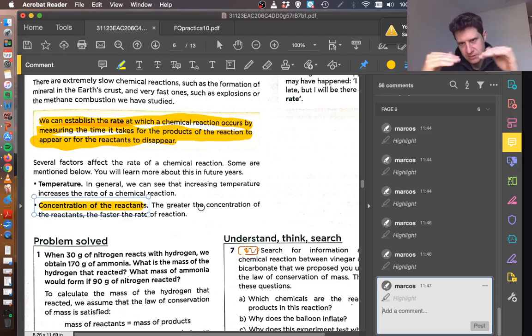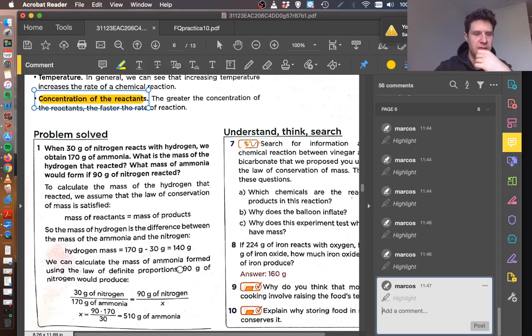We have a limit, of course, but for example, the more paper you have, and the more oxygen you blow to a fire, the faster the reaction will be. Yes, the rate of the reaction will be faster, the same as with temperature normally. Okay, we have a problem solved here.